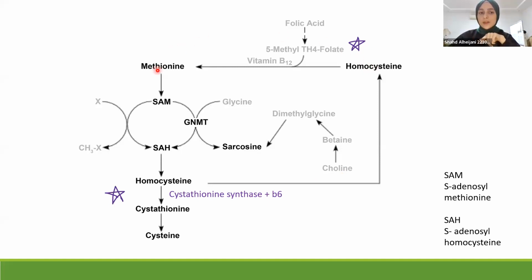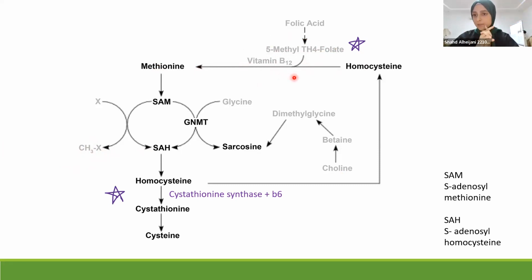Or it could go back to this pathway, homocysteine, to regenerate methionine. Now we said from methionine to homocysteine, we lost this methyl group. So we need to add it back. For that, we need 5-methyl tetrahydrofolate to give us the methyl group and vitamin B12. And the enzyme involved is methionine synthase.